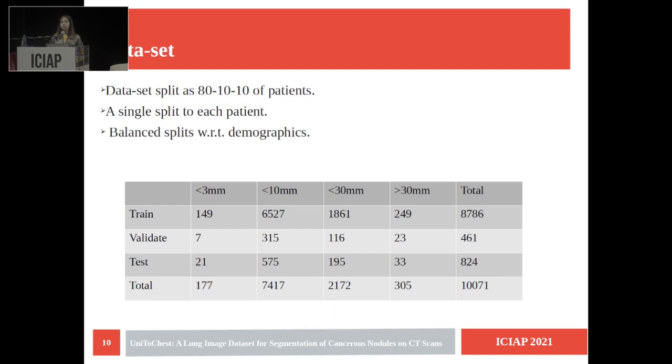For the experiments, we have divided our dataset in 80, 10, and 10, 80% belonging to the train set, 10% to the validation set, and 10% to the test set. We have assigned one single split to each patient to remove any kind of overlap that could be introduced between the images. Furthermore, we have tried to balance out these splits with respect to the demographics, and we have also divided our splits with respect to the lung diameter size, just to see whether the neural network works better on the smaller nodules or on the bigger nodules.